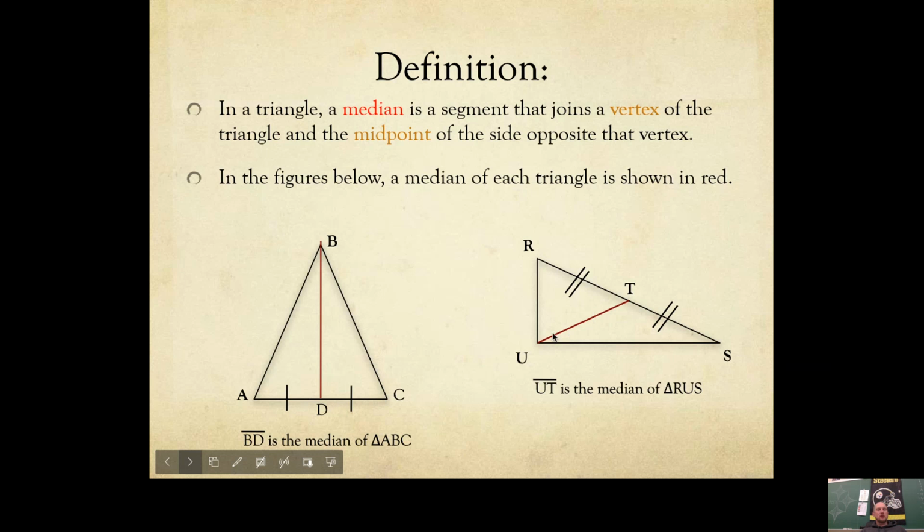Medians can also look this way. Notice how segment UT is a median because one end of the segment touches a vertex and the other end touches the midpoint of that opposite side. And again, I know that's a midpoint because these segments are congruent. So that makes T the midpoint.